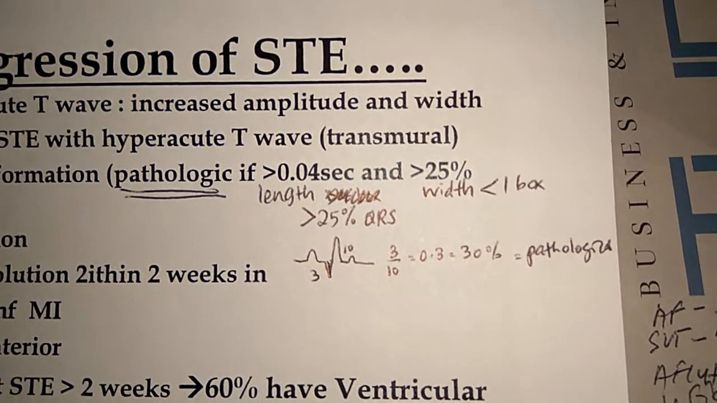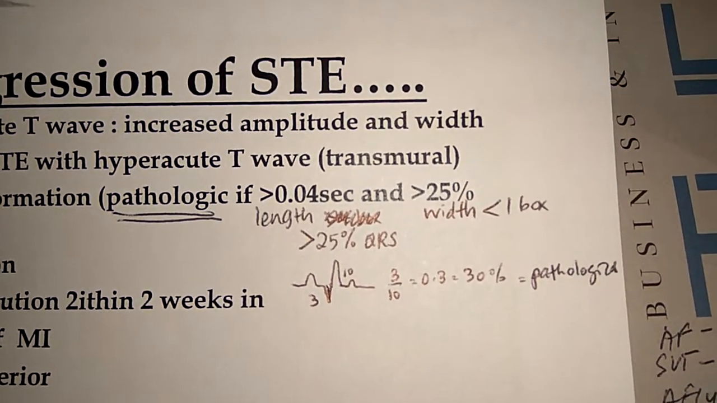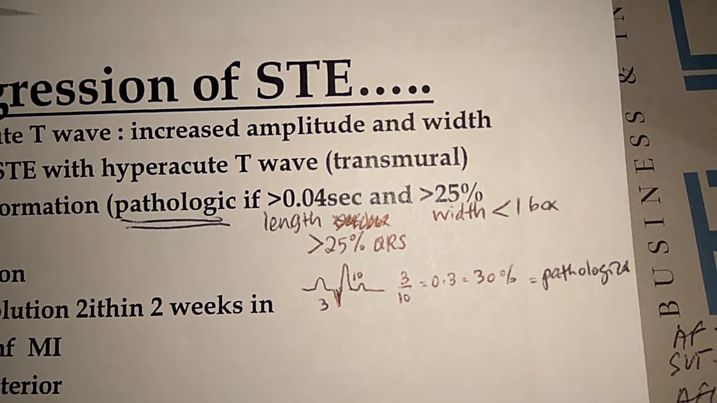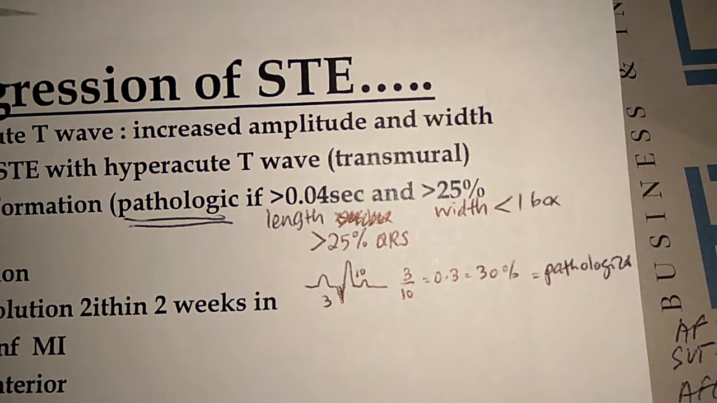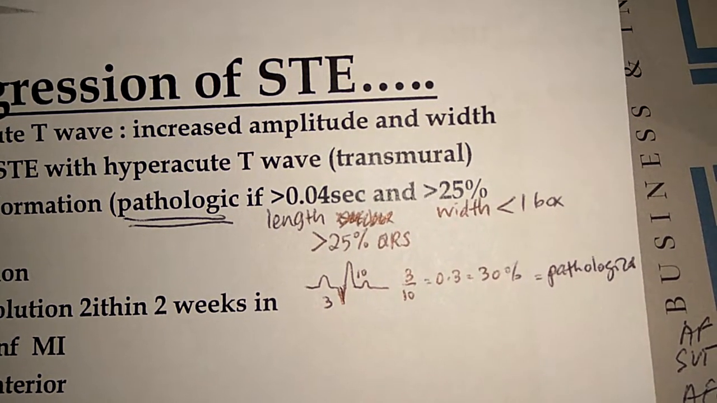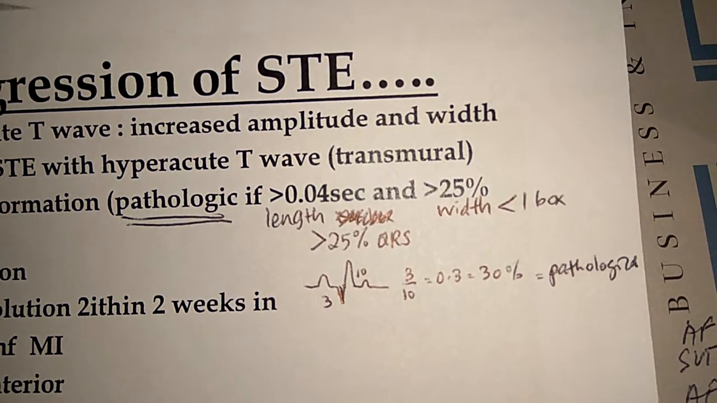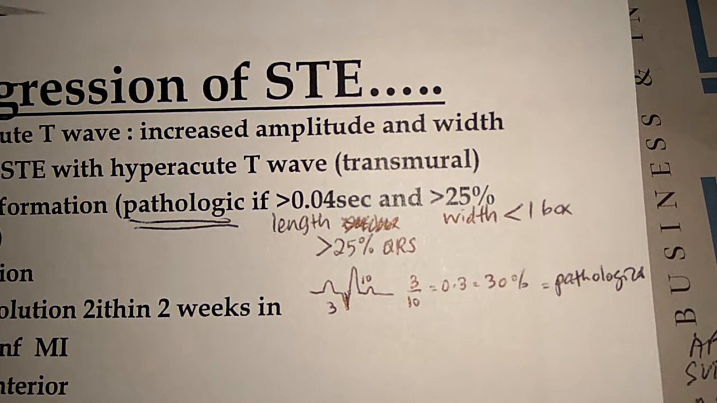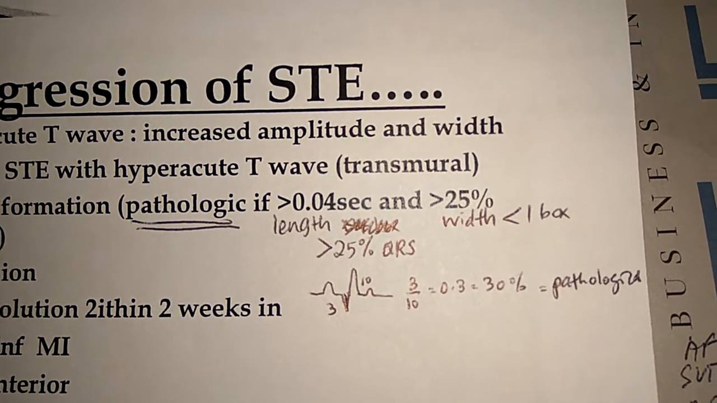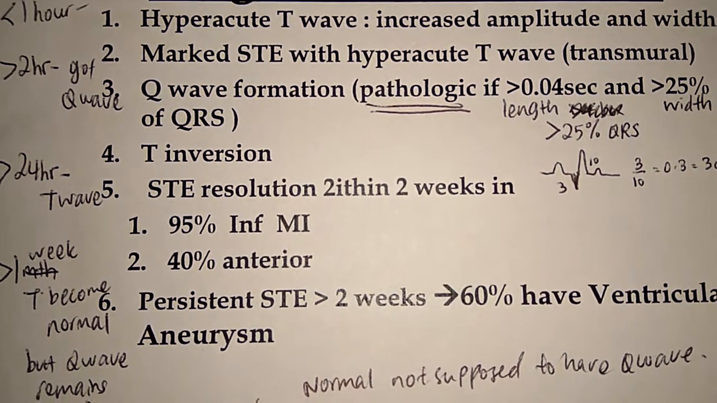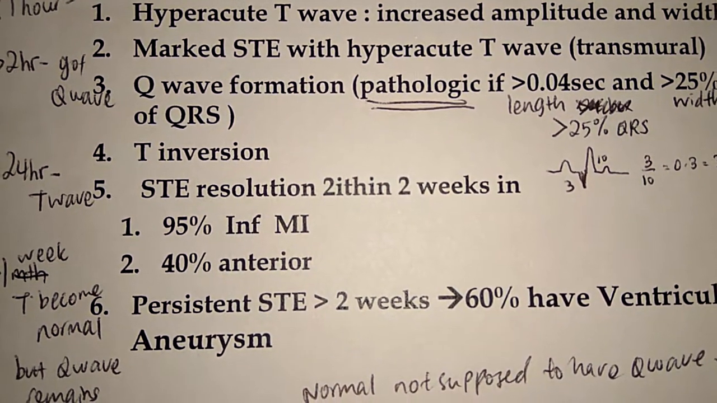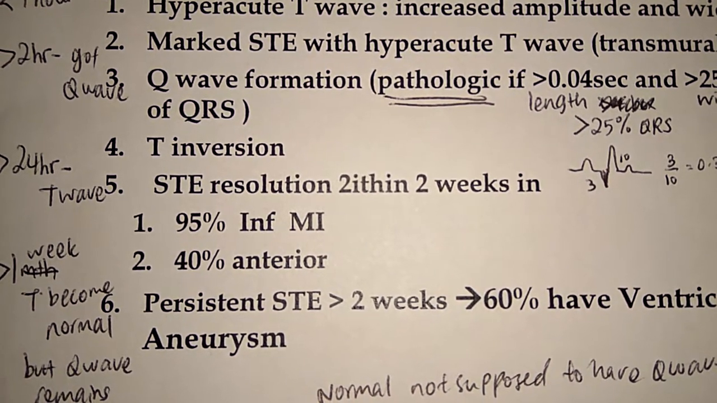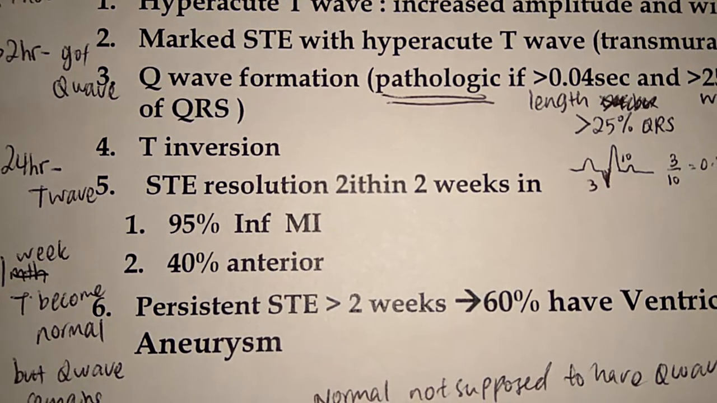Then, the deepening of the Q wave is pathological if the depth is 25% more than the length of the QRS. Okay, more than a quarter. And the width is less than 1 box. And there will be no Q wave in non-STEMI. ST elevation will usually resolve within 2 weeks. If it's still persistent more than 2 weeks, we suspect ventricular aneurysm.